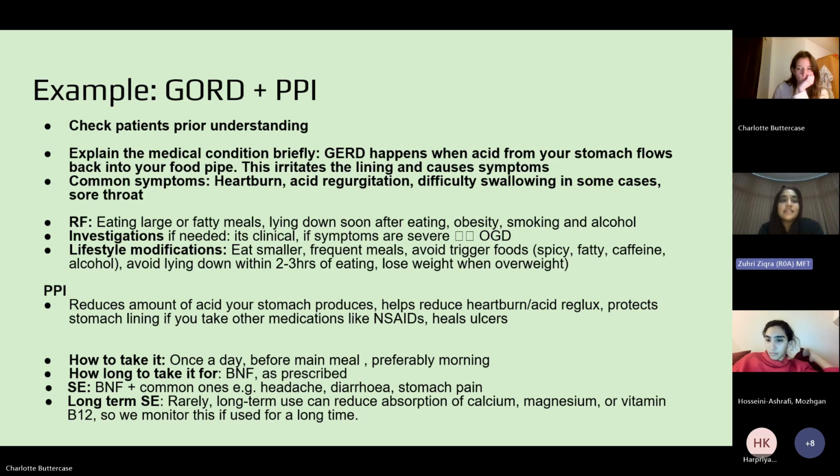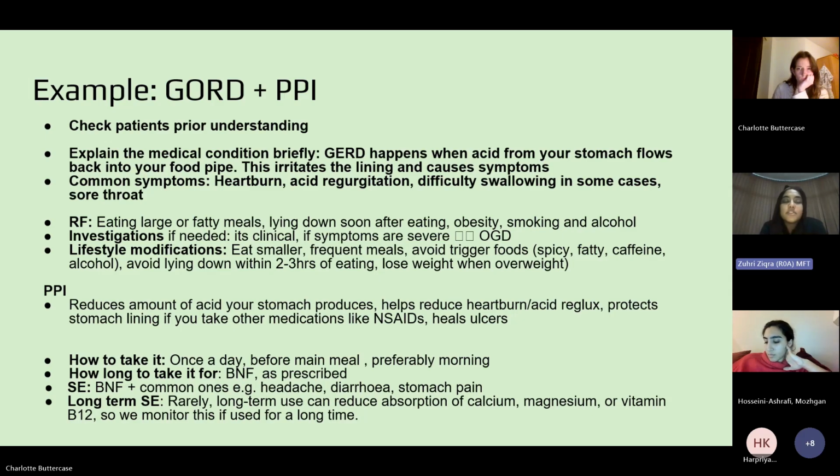Investigations could be a later down thing if it's needed. So symptoms persist, not worked after PPI, you could mention further investigations like a camera test, OGD. Main thing here is also lifestyle factors. It's like a lifestyle counselling station, isn't it, a little bit? So eating smaller frequent meals, avoiding trigger foods, avoiding lying down.